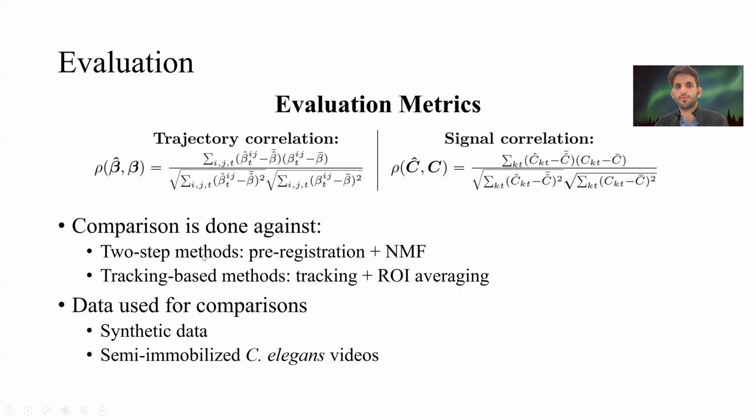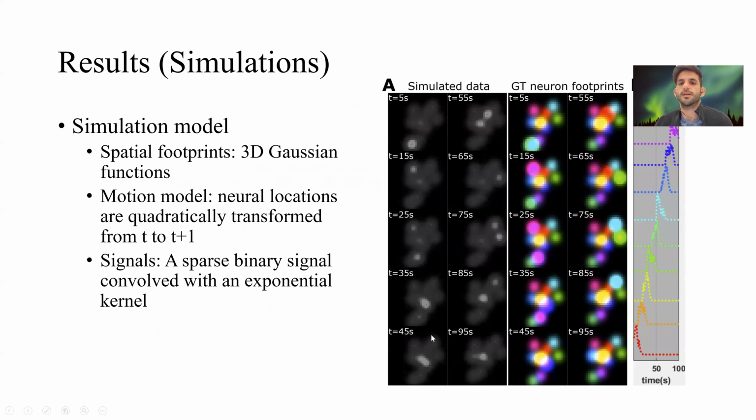We did the comparisons against two methods. One is a 2-step method of doing a registration first and then applying non-negative matrix factorization. The other is doing some sort of tracking and then doing the ROI averaging. The data used for comparison is either synthetic data or semi-immobilized C. elegans videos that I'm going to describe in more detail.